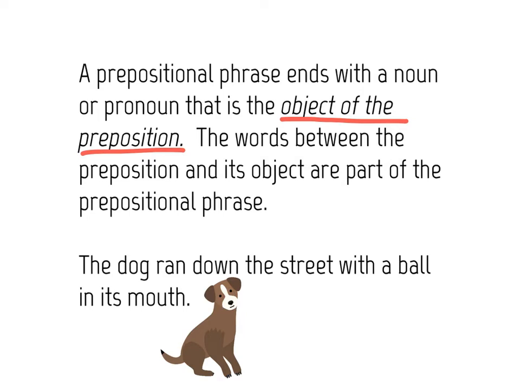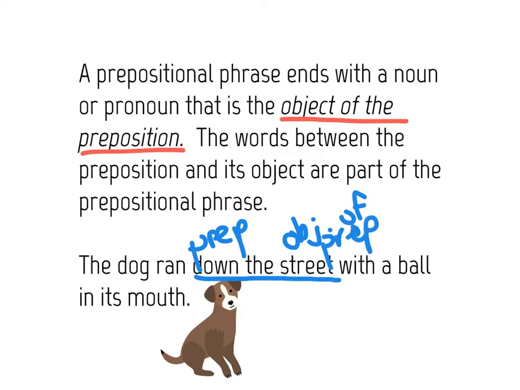The first one is down the street. This is our preposition. This is our object of the preposition. So down is our directional word. Street, down what? The street. That's our object.